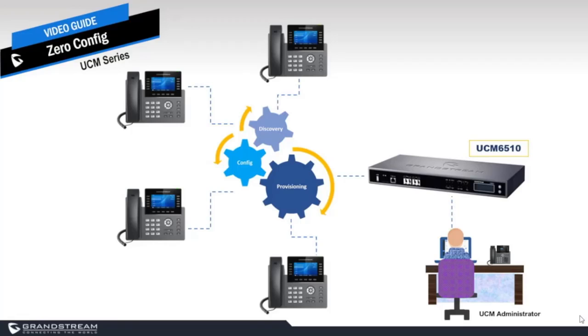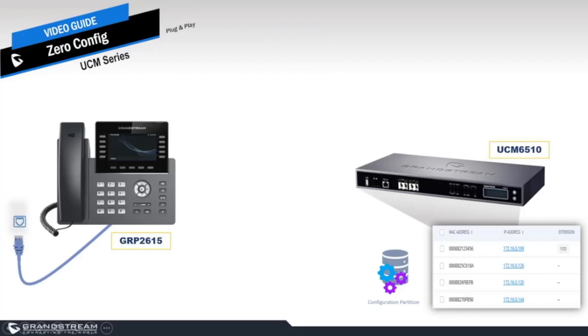So now that we explained what Zero Config is, let's understand what happens in the background of the auto provision process through Zero Config. In this example, we'll explore the plug-and-play capability of Zero Config and how it works with Grandstream SIP endpoints. Plug-and-play provisioning requires a configuration preset on the UCM. In other words, you need to have the configuration parameters already set up in Zero Config.